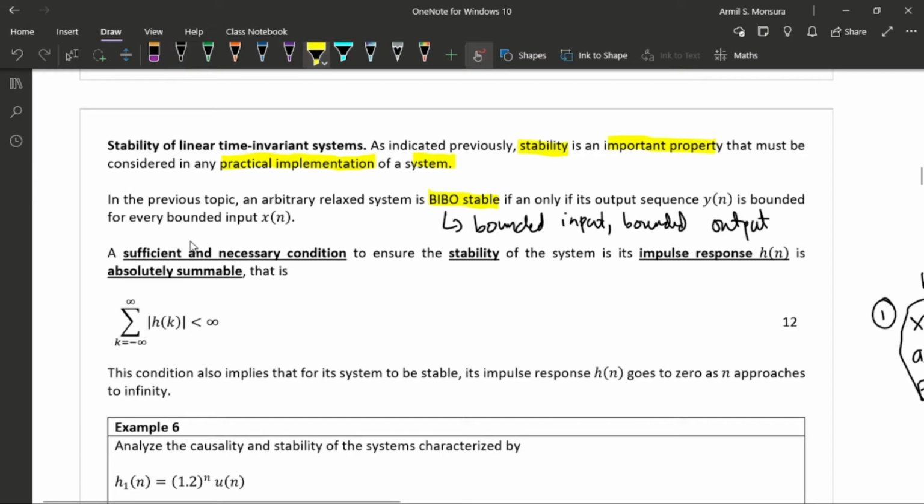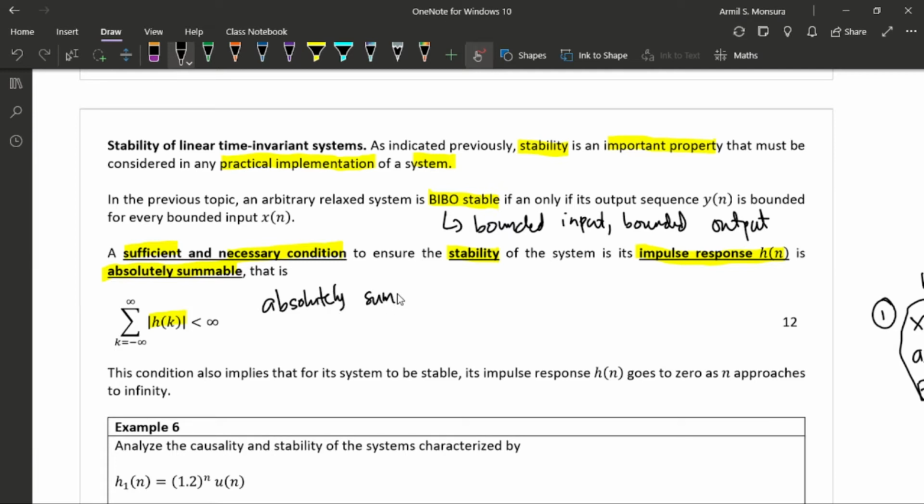Now, in terms of h[n], a sufficient and necessary condition. Again, sufficient means it is okay as it is, but necessary means it is required. A sufficient and necessary condition to ensure the stability of the system is that its impulse response is absolutely summable, which means that when you add the terms of your h[n], it will produce a finite sum.